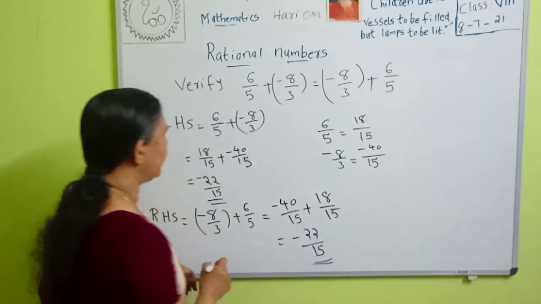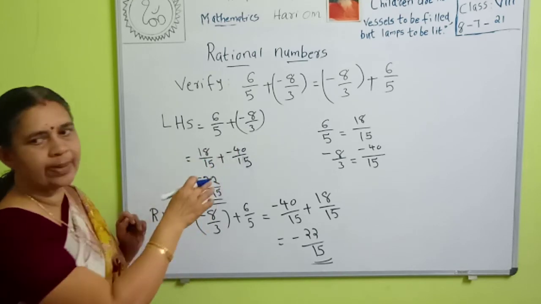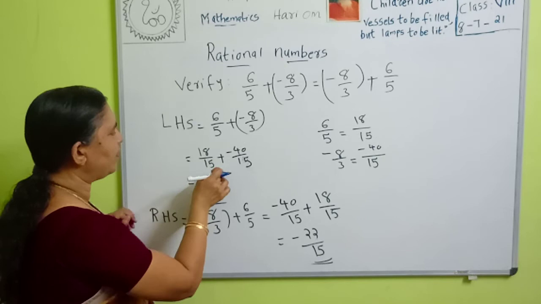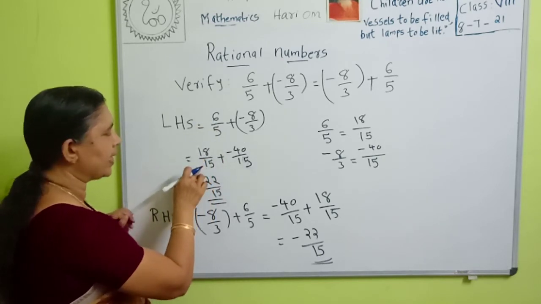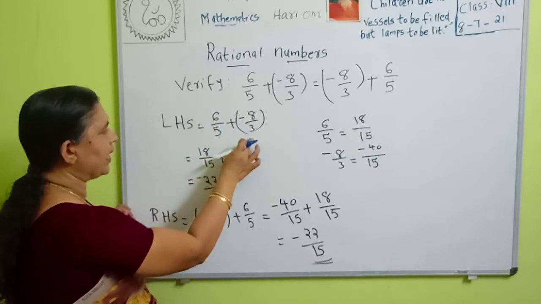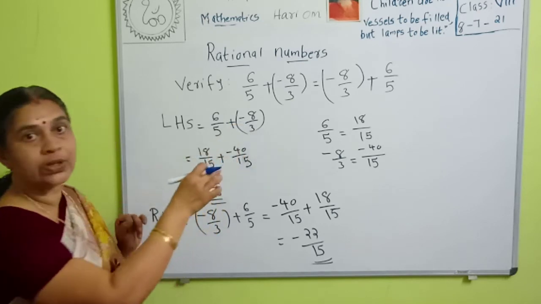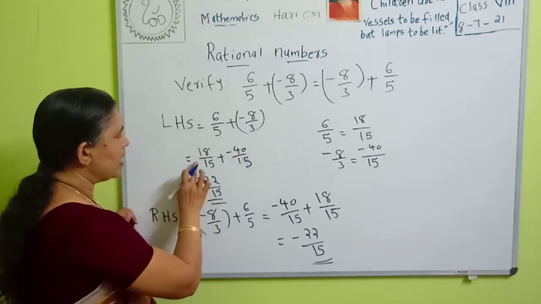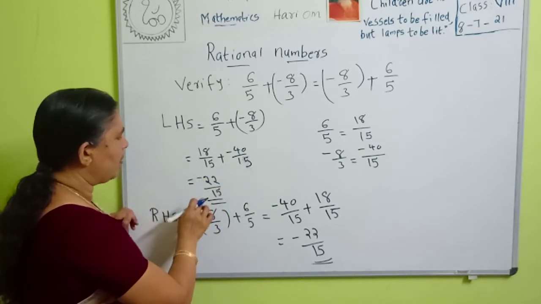Are the answers same? Here, 6 by 5 plus minus 8 by 3, the LCM is 15. So we convert this into the denominator 15. So this 5 into 3 is 15. Therefore 6 into 3 is 18. So 6 by 5 is equal to 18 by 15. Then second, 3 into 5 is equal to 15. So we multiply the numerator also by 5. That is minus 8 into 5 is minus 40. Then 18 plus minus 40 is minus 22 by 15.